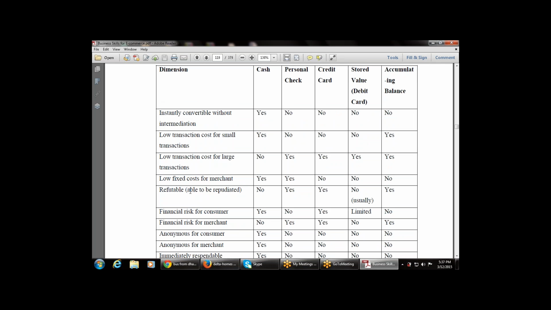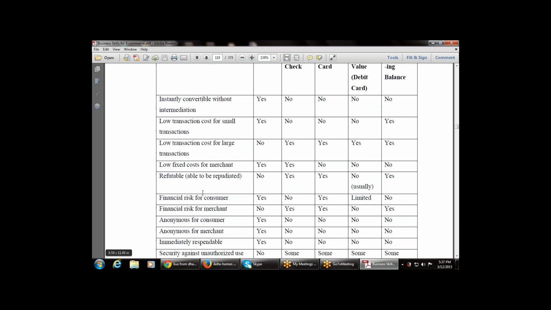In the same way, if it is refundable, that is able to repudiate, this is not refundable, this is refutable. So cash is not the better option, personal check is a better option, credit card is the better option, debit card is not the better option usually, yes.